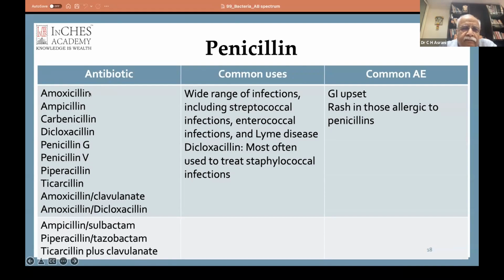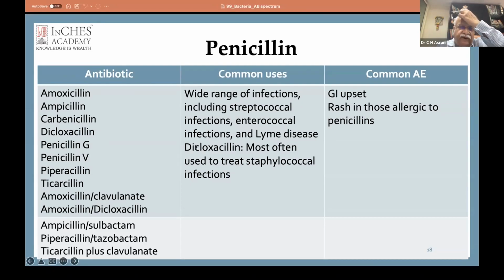So now we have various generics: amoxicillin, ampicillin, carbenicillin, dicloxacillin, penicillin G, penicillin V are oral. Piperacillin is an injectable, ticarcillin is injectable. Two common combinations we use in practice are amoxicillin clavulanate and amoxicillin dicloxacillin. Then injectable we have ampicillin sulbactam, piperacillin tazobactam, and ticarcillin plus clavulanate. Now, remember one thing, a point which I'm going to highlight later on. All these can be labeled as cousins of each other. It is not a new antibiotic.